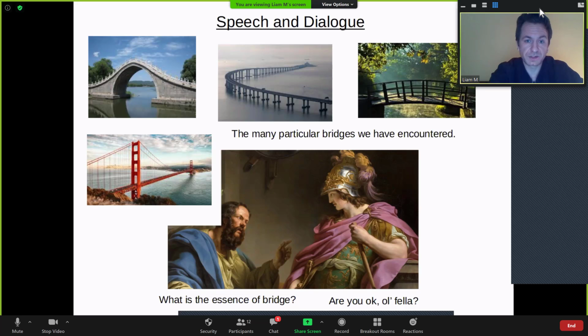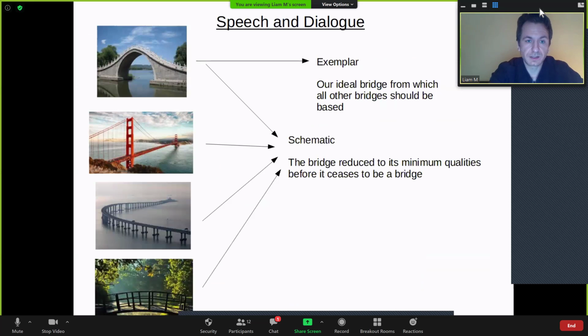And he's noticed that there are many particular bridges that we can encounter. These are all the bridges that he's noticed, and he wants to know what the essence of it is. So speech shows us that we have two particular ways of thinking about concepts. One is that we take all of the bridges that we know of and we reduce them to their minimum qualities before they cease to be a bridge. And out of that, we get the schematic. That is our schematic thought form.